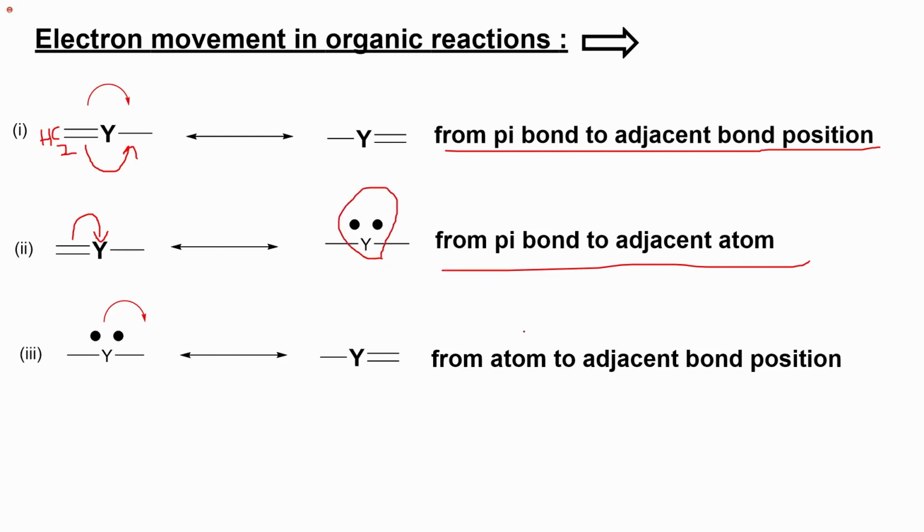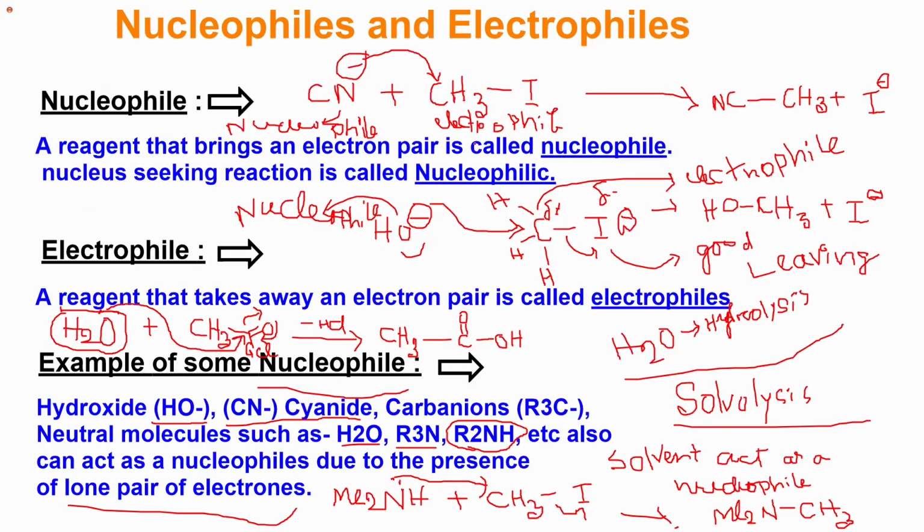Now, from an atom to an adjacent bond position. We have this molecule, right? Let's say it goes in this way. So the radical is here, and now this radical goes to the bond position. From an atom to an adjacent bond position, it will form in this way, right? So this is the main mechanism of how electron movement happens in organic reaction mechanisms. Although I discussed it in the previous slide, here I have discussed all this in some of the examples I have given.